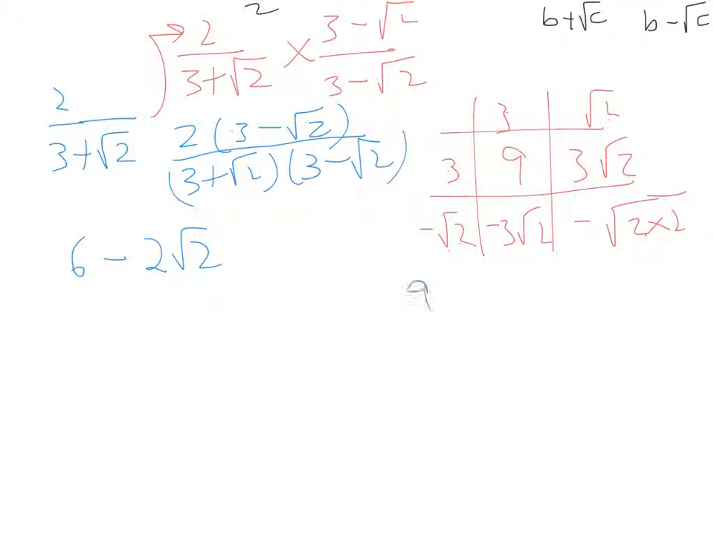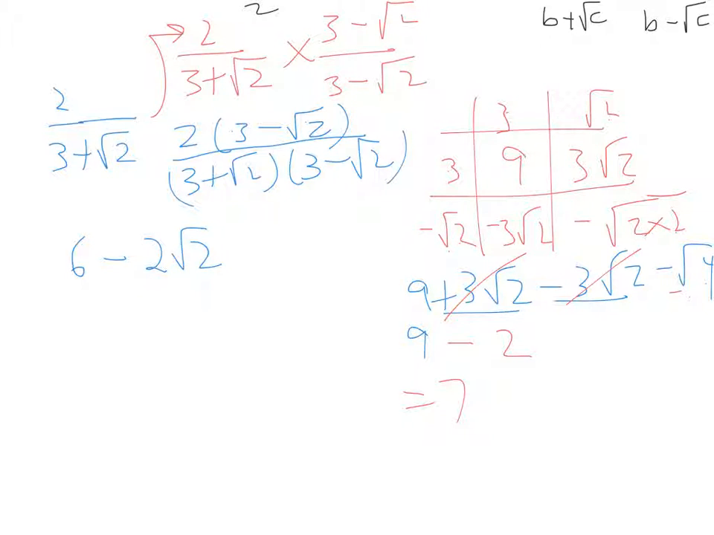So we'll have 9 plus 3 root 2 minus 3 root 2 minus root 4. 2 times 2 is 4. From there, we'll have 9 plus 3 root 2 minus 3 root 2. They cancel out. They make 0. And we have minus the square root of 4, which is 2. So we're left with 7. So then we'll have 6 minus 2 root 2 over 7. They're the steps that we take.